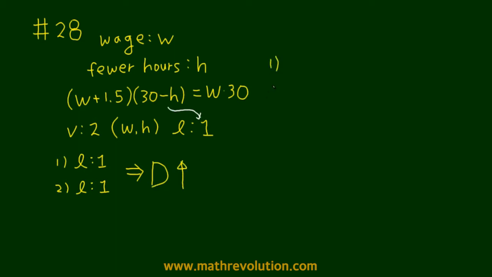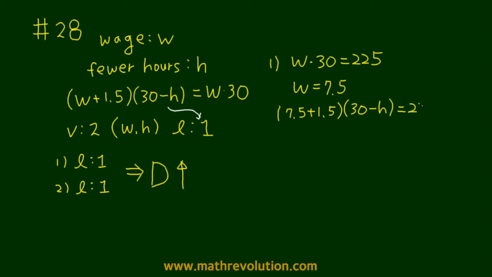In condition 1, converting that into an equation, it says that the current wage, W times 30, is 225, so wage turns out to be 7.5. And plugging this into the previous equation that we saw, 7.5 plus 1.5 times 30 minus some fewer hours is equal to 225. This works out to be H equals 5 hours. So condition 1 is sufficient to solve the problem.